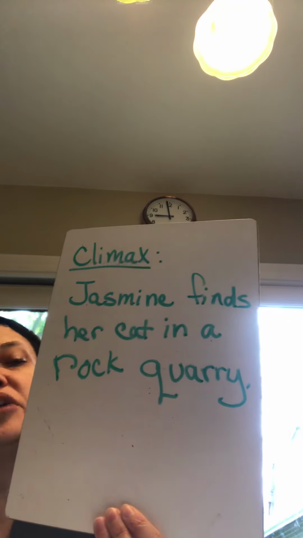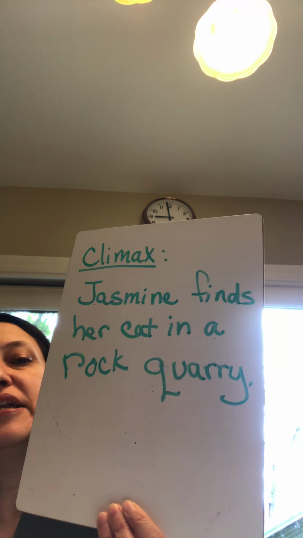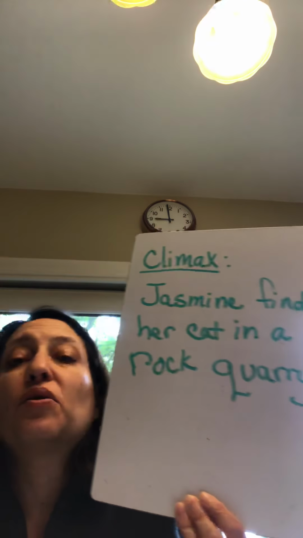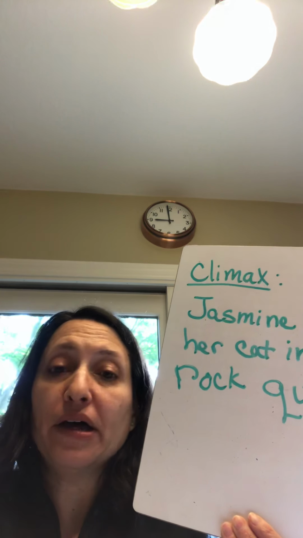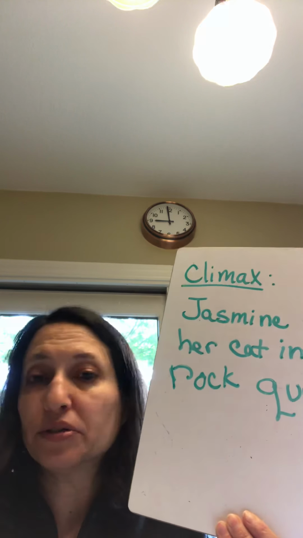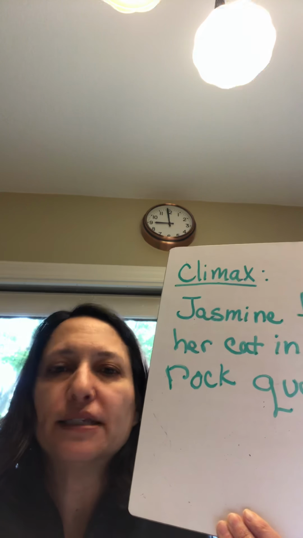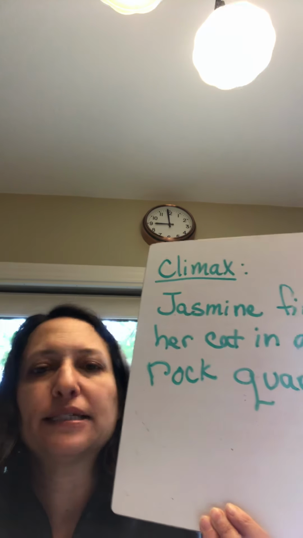Let's look at number 3. The climax of this story is when the characters meet the problem directly, and it's the most exciting part. Okay, so how do they solve the problem? Well, they find the cat, right? Jasmine finds her cat in a rock quarry. So a rock quarry is just an area where they dig for rocks, maybe quartz or granite or whatever they need, but it's like a big hole where they're digging for rocks and then they sell them to different places. Okay?